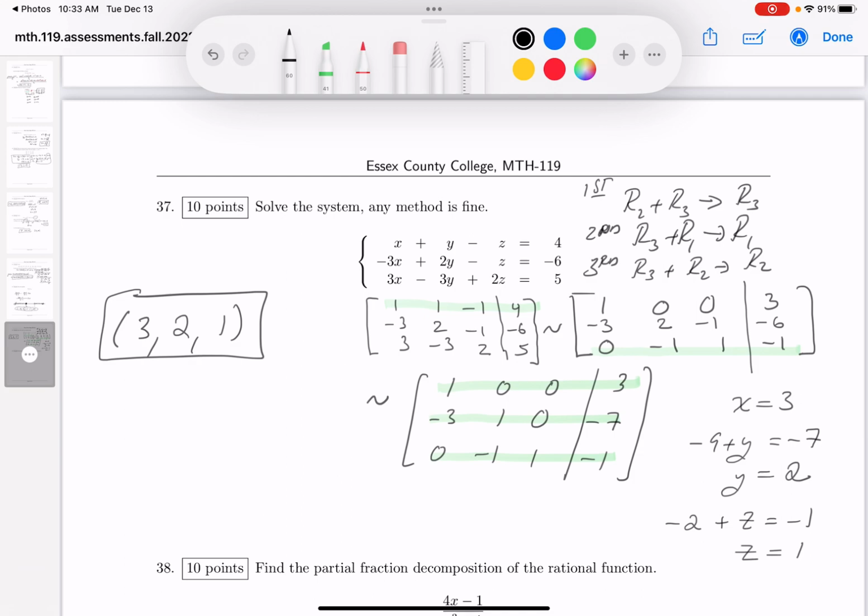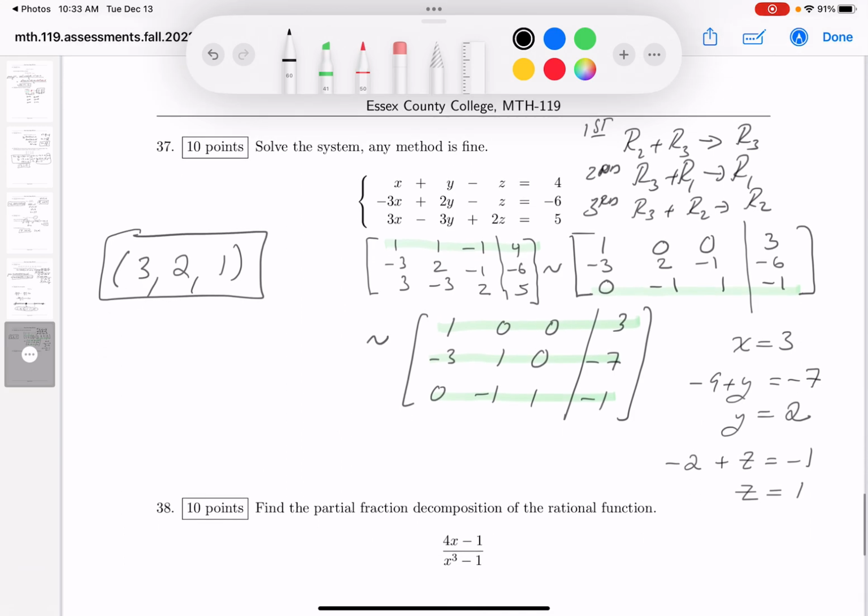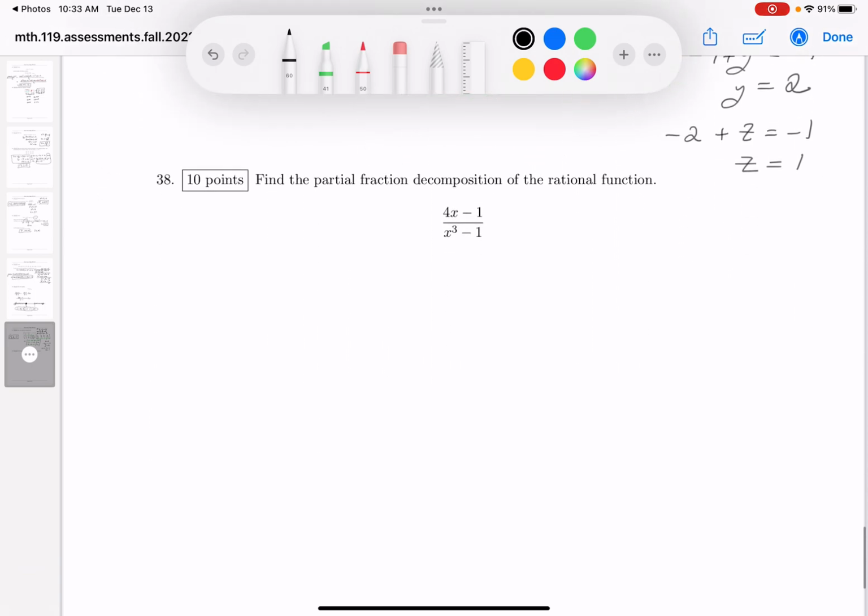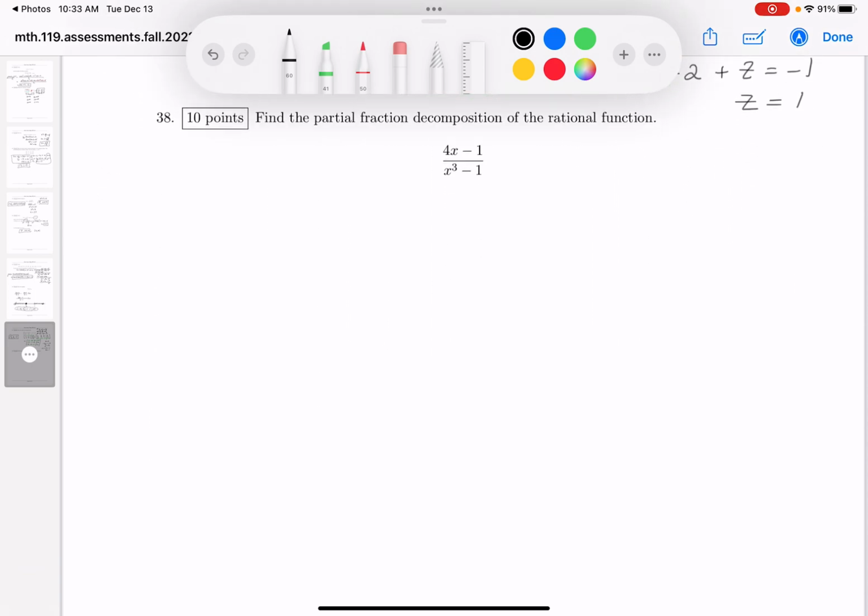If you want, you can check it. I would say if you're on an exam, by the way, I would continue to do the exam and maybe check it later. All right, let's go to 38. And 38 is partial fraction decomposition. The first thing to do is write down that there are factors in the bottom, and that's a cubic problem.